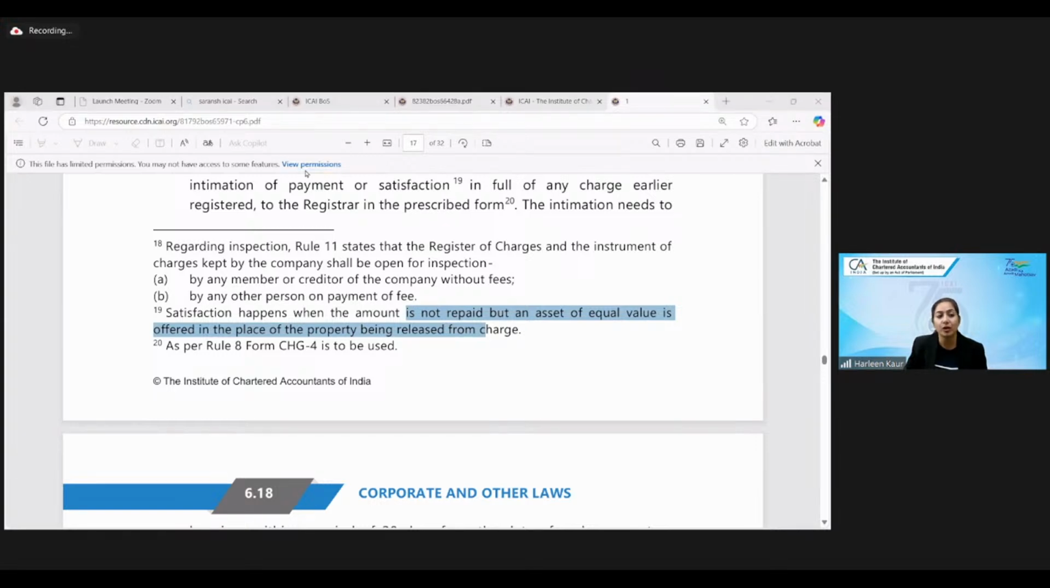What about others? Have you understood the meaning of satisfaction, children? I hope you all are back after the break. Are you taking a little longer break? Yes. So satisfaction means if the amount is not repaid, but an asset of equal value in place is offered, then also it is released from the charge.